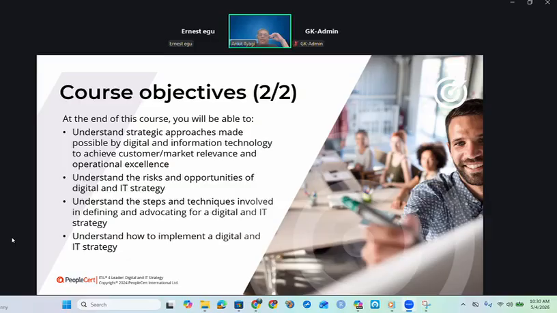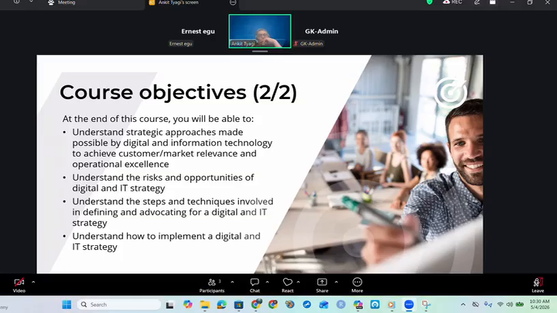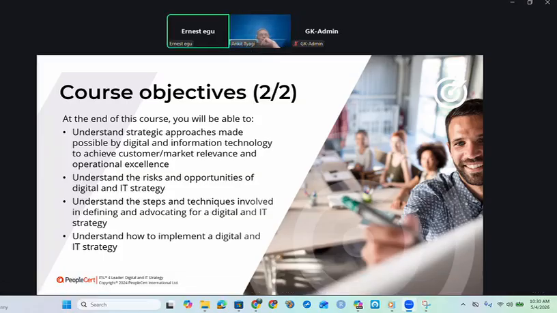And then understand how to implement a digital and IT strategy. What considerations do we need to take into consideration, of course, so that we can implement the digital and IT strategy within the organization. All the basic objectives.